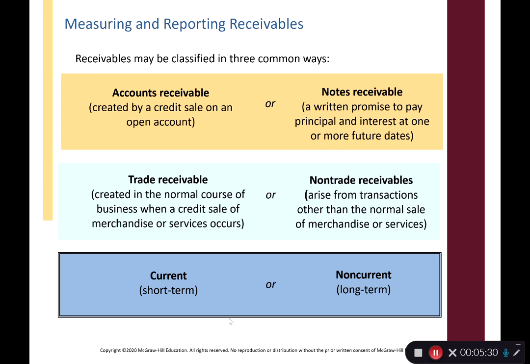So, for instance, a company could advance their employee their salary, and then they'd have a receivable from the employee. That would be considered a non-trade receivable because it's not part of a normal business transaction. And then receivables can also be classified as current, which are receivables that we're going to receive within the next year, or non-current, which means we're not going to receive them for more than a year.